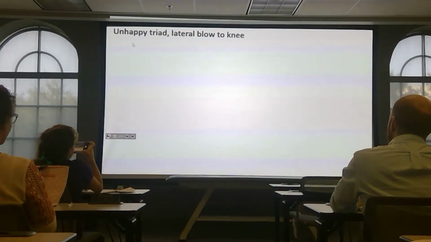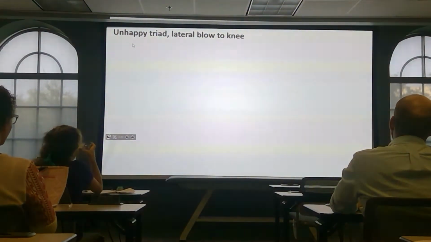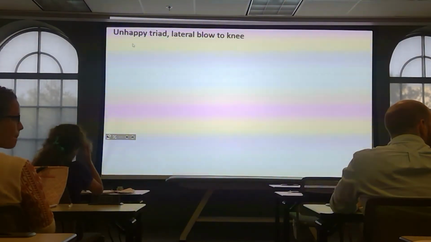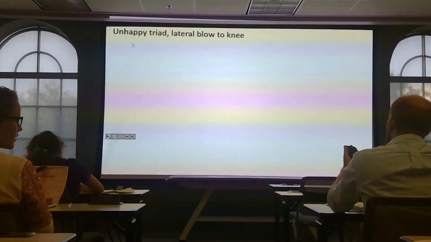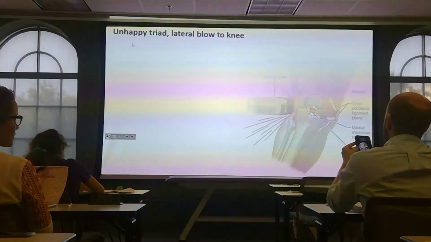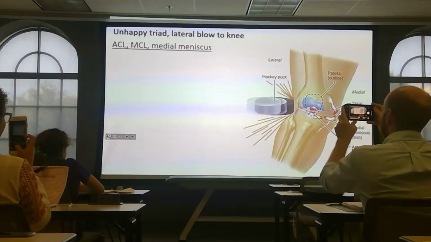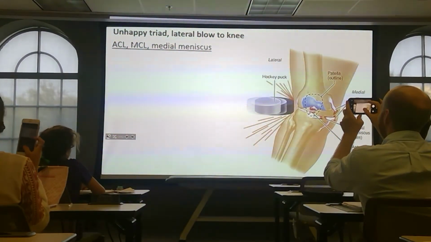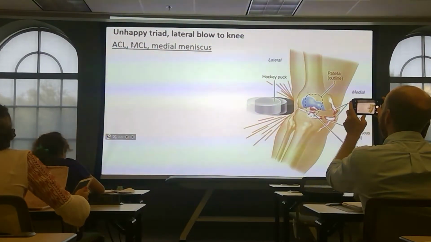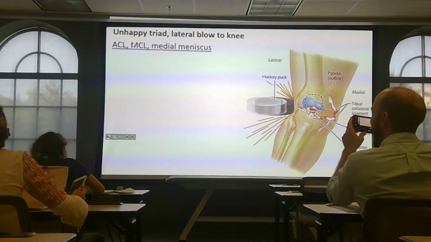What is the unhappy triad if a patient takes a lateral blow to a knee in a sports injury? What are the three structures that are going to be damaged? MCL and medial meniscus. Very good. Yep. So the medial meniscus is attached to the MCL, and so when it pulls the MCL, it pulls the medial meniscus with it. That's your ACL.